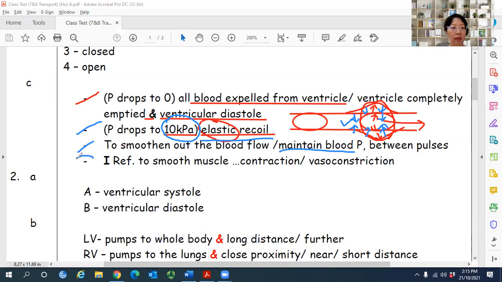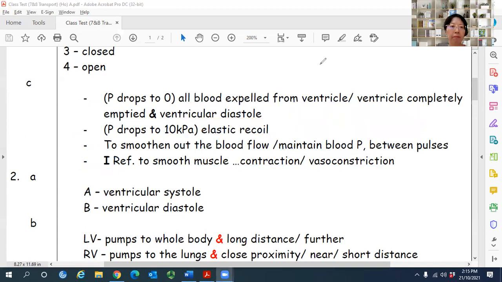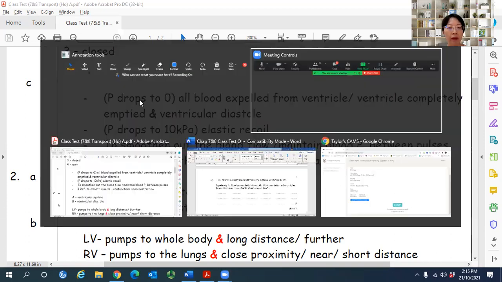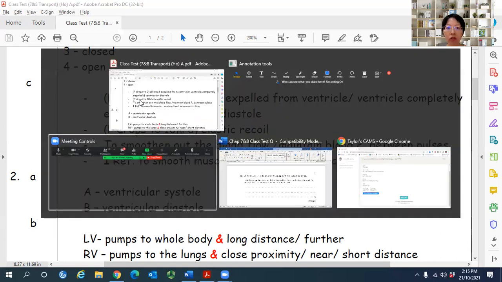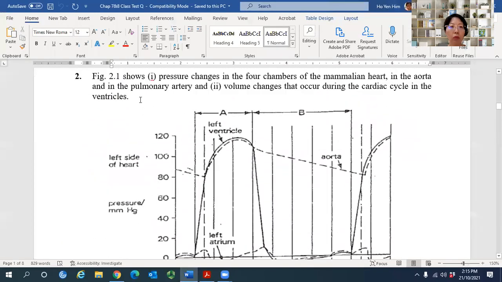Okay, this one is ignored. That means if you talk about smooth muscle contraction, we don't give a mark because this pressure of 10 kilopascal is not because of smooth muscle, it's because of elastic fiber. So this one you have to understand clearly. Right? So next question, number 2.